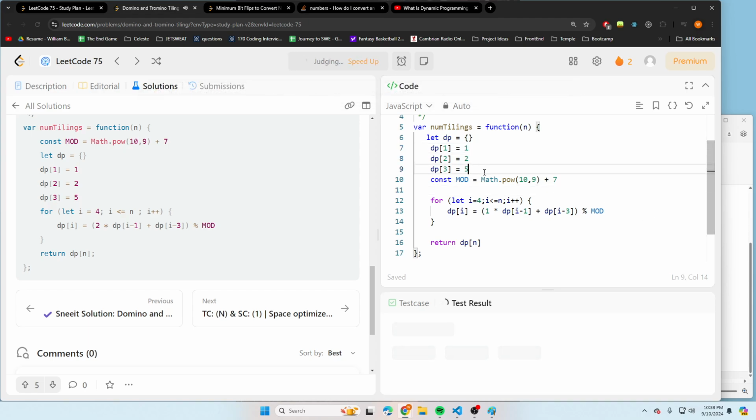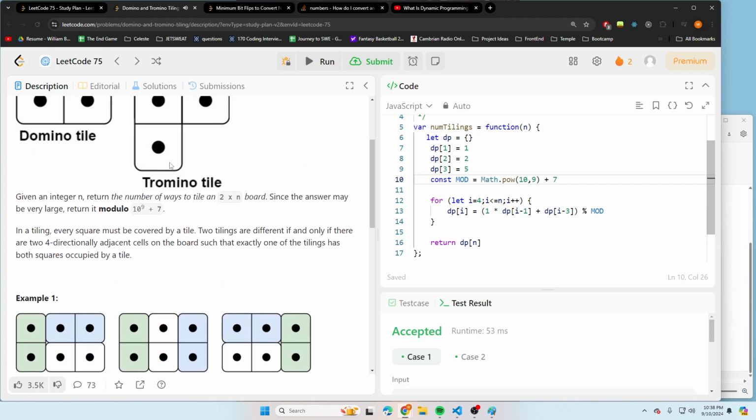What about 3? In that case, we could fill with 3 vertical dominoes, or we could fill it with 2 horizontal dominoes and 1 vertical domino, or we could also fill it with 1 vertical domino and 2 horizontal dominoes. But we should not forget that we also have Tromino as well, right? So we can also fill it with a Tromino. How? Let me just show you by drawing the board. So this is a 3 by 3 board. So how can we fit our Tromino in this?